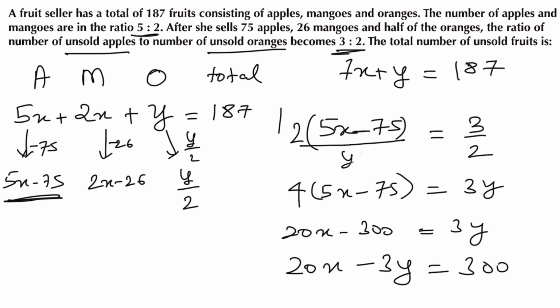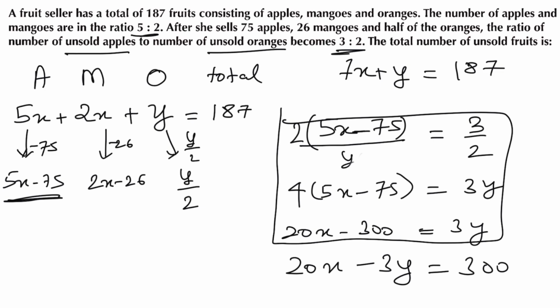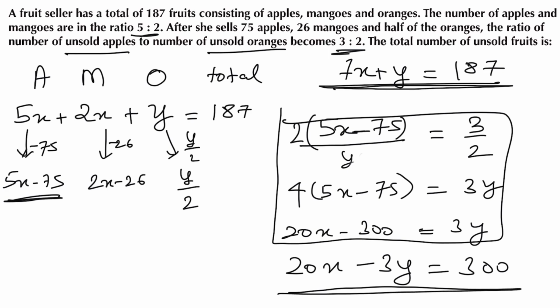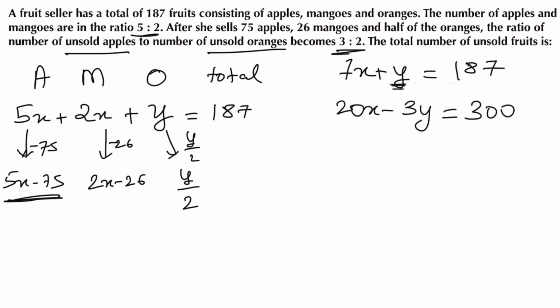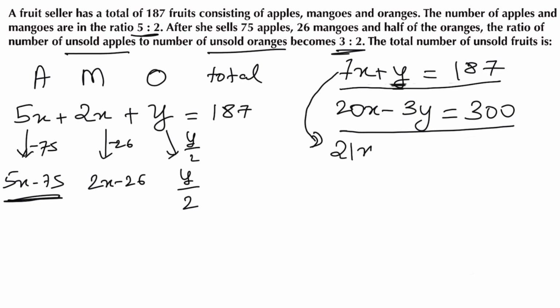Let me get rid of this particular solving part so I can focus only on these two equations: 7x + y = 187 and 20x - 3y = 300. Let's solve these two simultaneously. I will multiply the first equation by 3 throughout. 7 into 3 is 21, so 21x + 3y = 187 times 3, which is 561.